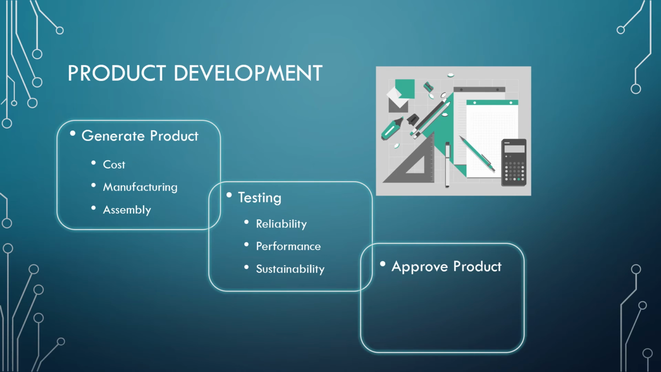Next, we have our product development phase. This is where we're going to generate prototypes of the product, and we're going to factor in cost, manufacturing, and assembly into this. This is where we decide how much we're willing to spend on each individual product. We're going to figure out how we're going to manufacture and assemble the product without wasting too much money. We want this to be cheap, but we want it to be effective and quick. And so this is where we generate the product.